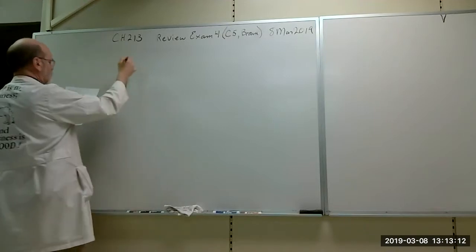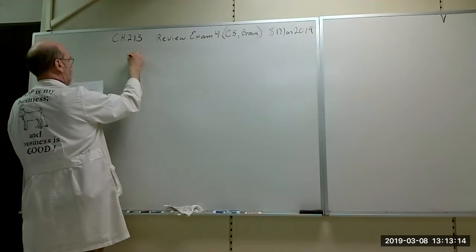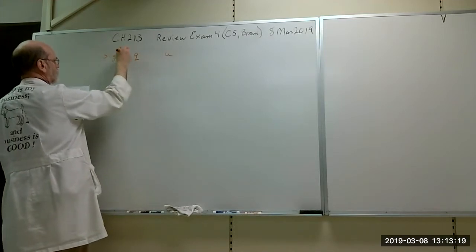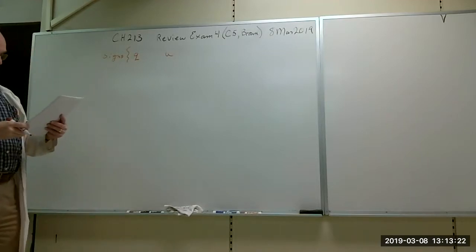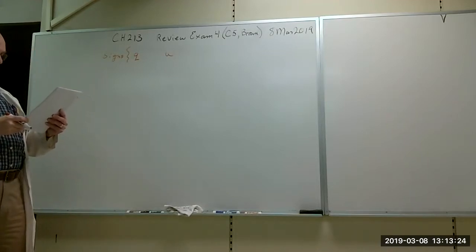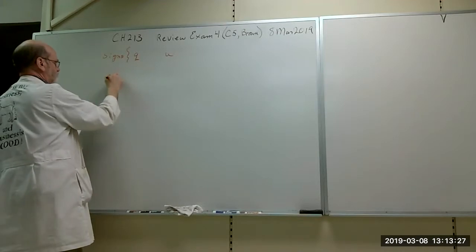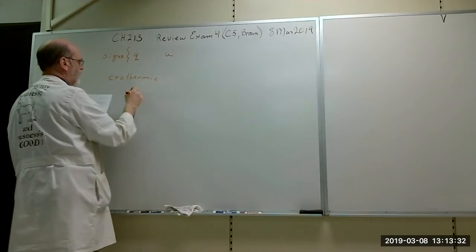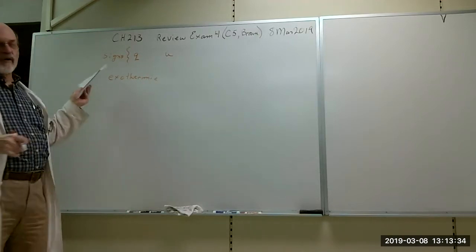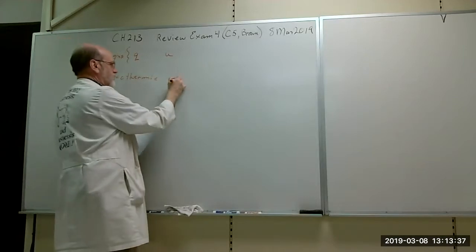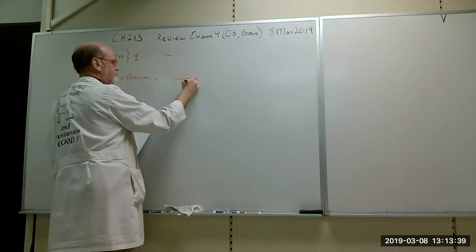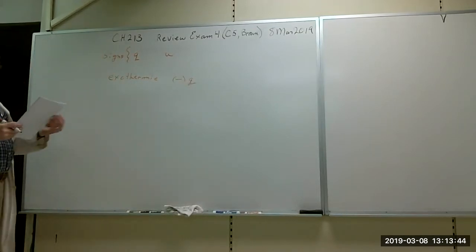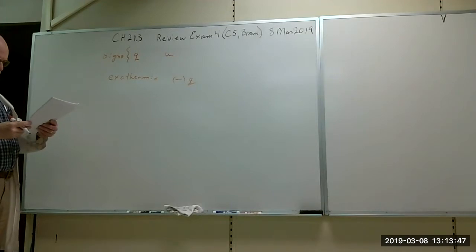Okay, so we're looking for the signs of Q and W. An exothermic process. Okay, exothermic, that's the easy part. The sign on Q is going to be negative. Okay. The one that's going to take some thought is W.